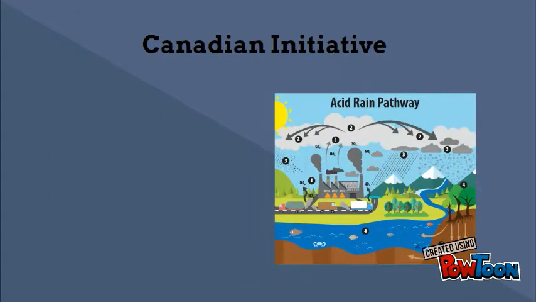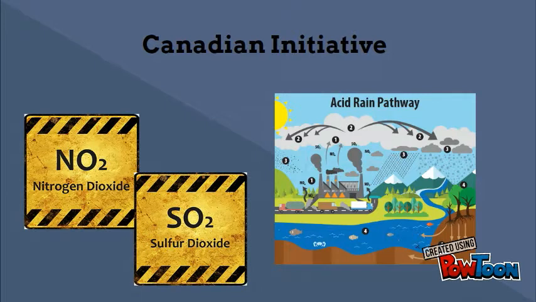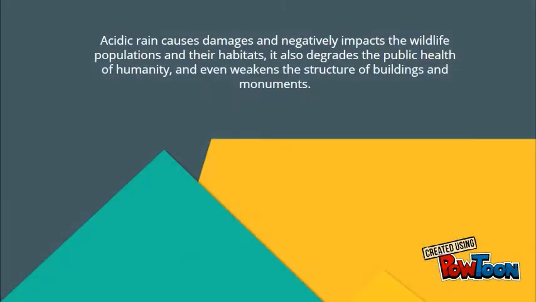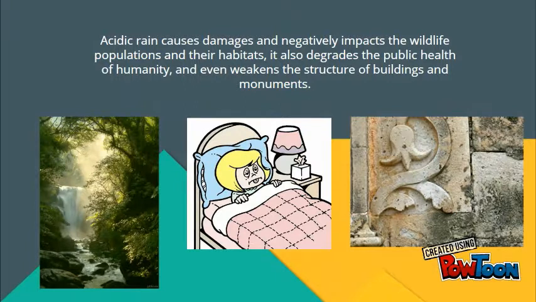Acid deposition is generally the outcome of emissions of nitrogen oxide from vehicle exhaust and sulfur dioxide produced by oil and coal-burning industries. These malignant substances tend to be transformed into secondary pollutants such as sulfuric acid and nitric acid, which are then easily transported through the atmosphere. Acid rain causes damage and negatively impacts wildlife populations and their habitats. It also degrades the public health of humanity and even weakens the structure of buildings and monuments.